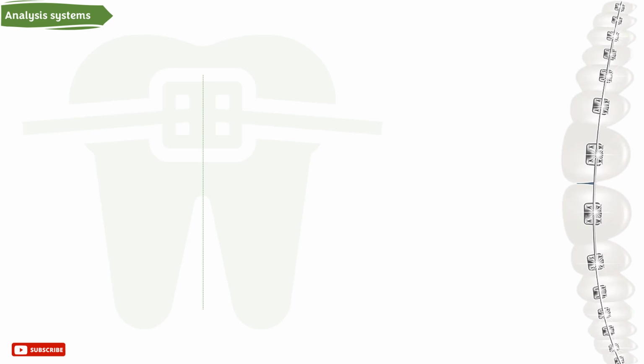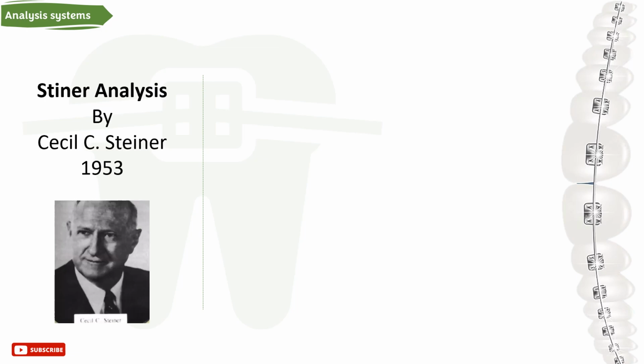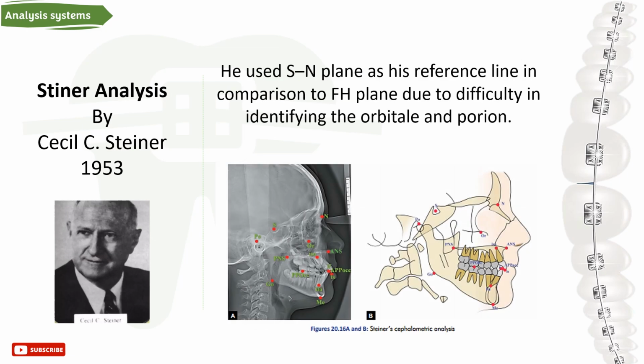Steiner analysis. He used the SN plane as his reference line in comparison to the Frankfurt horizontal plane, due to difficulty in identifying the orbitale and porion in some lateral cephalometric films.